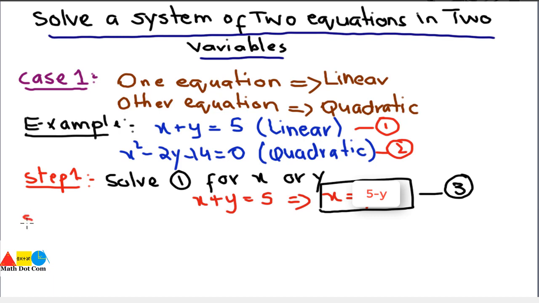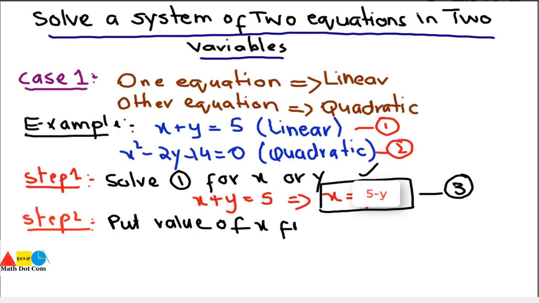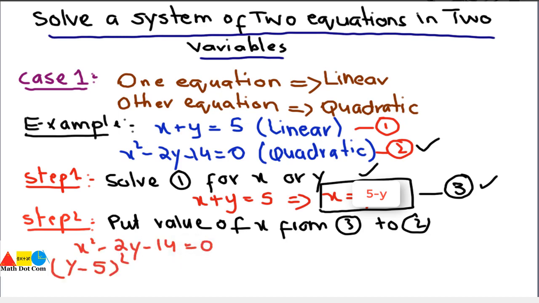Then in step 2, what you have to do is put the value of x from equation 3 into equation 2. What is the value of x? This one, from equation number 3, into equation number 2. So let's put it in the equation and solve it. The equation was x square minus 2y minus 14 equals 0, so (5 minus y) whole square minus 2y minus 14 equals 0.